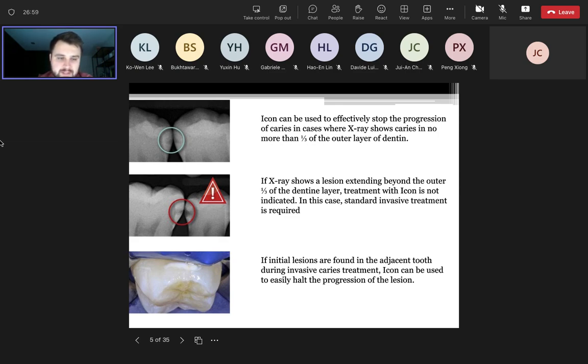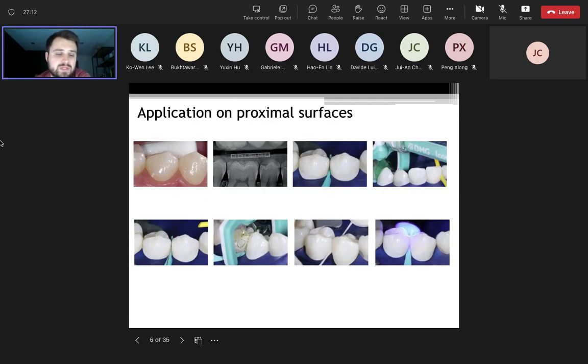So we have to think about the Icon. It is not so easy to use. We have to choose a good lesion to do the Icon. And how it looks on the proximal surfaces. As I said previously, at first we take a photo, then we make a separation of the teeth.